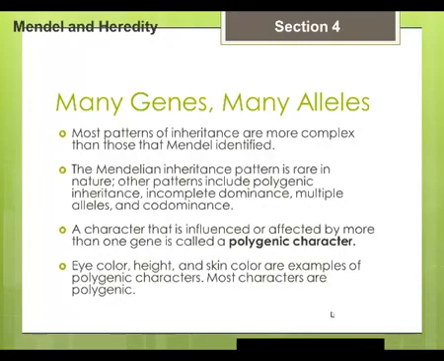A character that is influenced or affected by more than one gene is called a polygenic character. So a number of examples that are polygenic characters include eye color, height, and skin color. And it's important for us to realize that most characters are polygenic. Most of the traits that you express, most of your physical attributes are not due to just one or two simple genes. There's usually more than one gene that codes for the traits that you have.